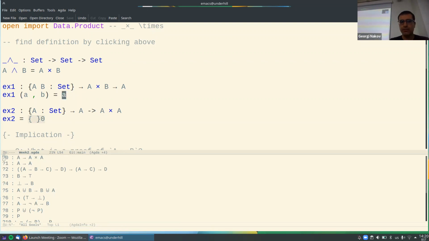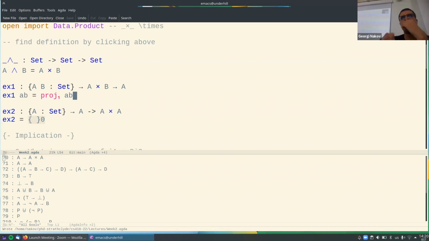Another way to do that would be to directly use the projection functions that come from the library instead. These are very suggestively called proj1 and proj2. You need to look that up to see why that is. I thought they were first and second, but maybe I'm confused. And we can project out the first part of the proof of A and B, namely the proof of A.